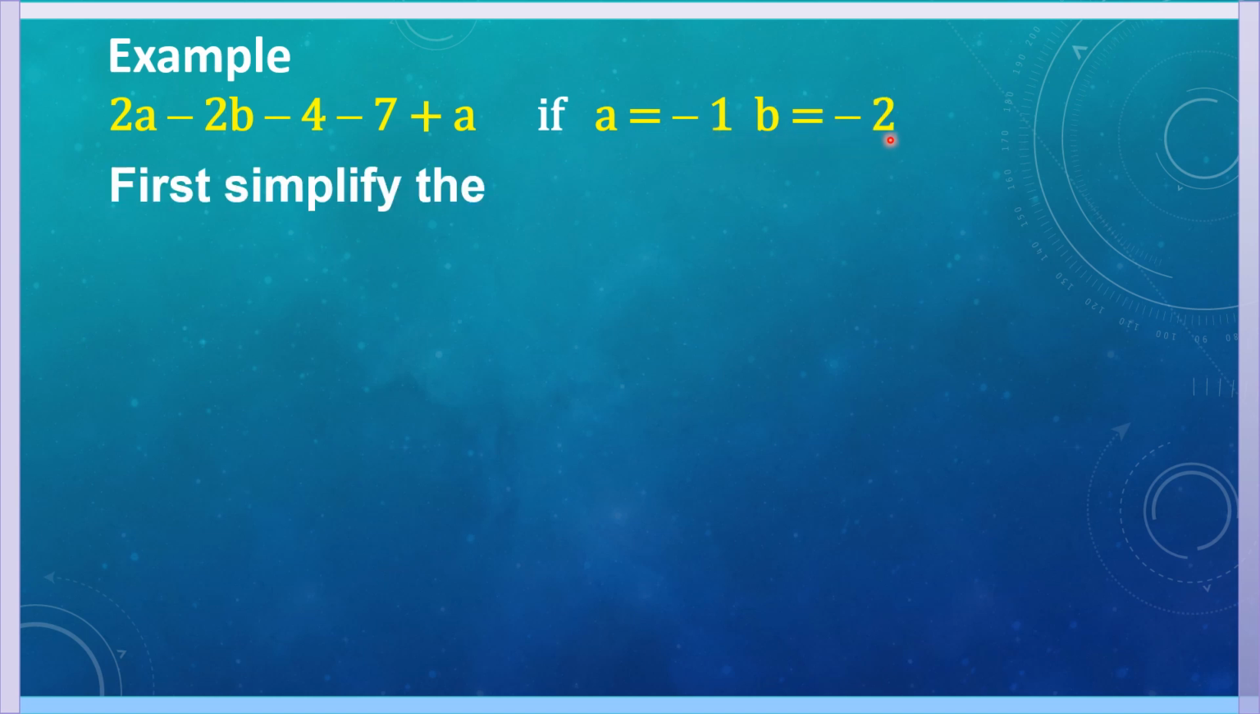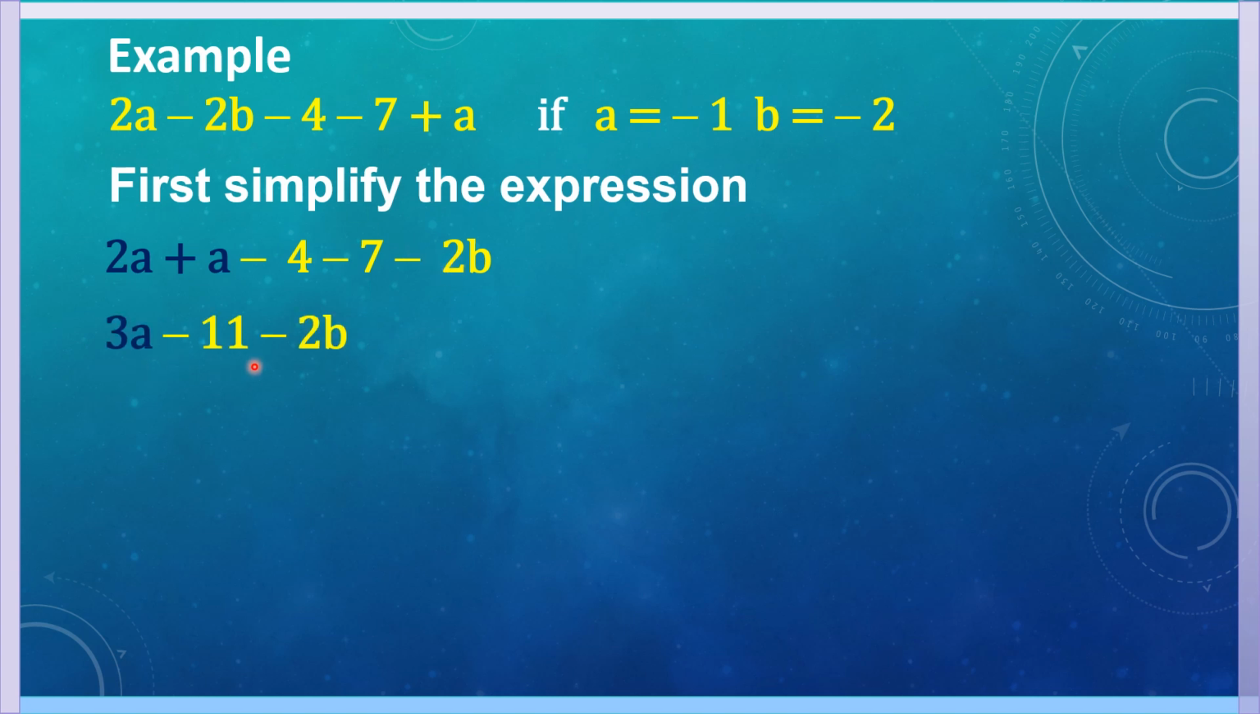Let us take one more example. 2a minus 2b minus 4 minus 7 plus a. If a is equal to minus 1 and b is equal to minus 2. First we will simplify the expression. 2a plus a are like terms. Minus 4 minus 7 are constant terms. Minus 2b. 2a plus a is equal to 3a. Minus 4 minus 7 is equal to minus 11, and with minus 2b, it is 3a minus 11 minus 2b.